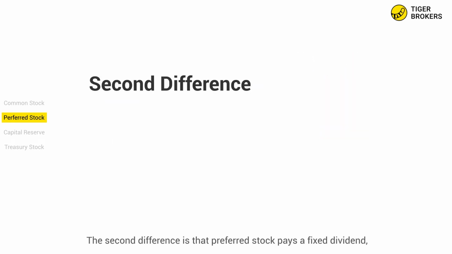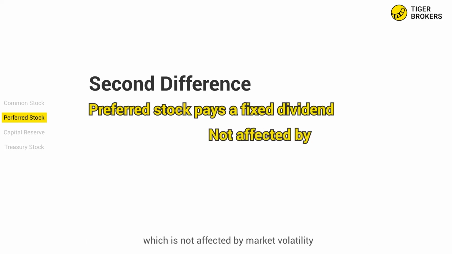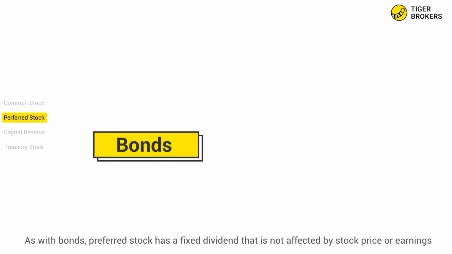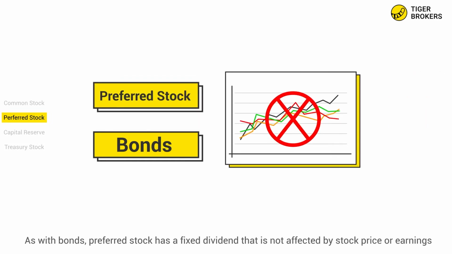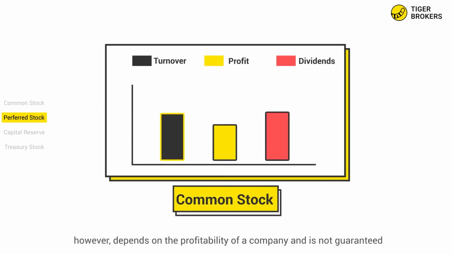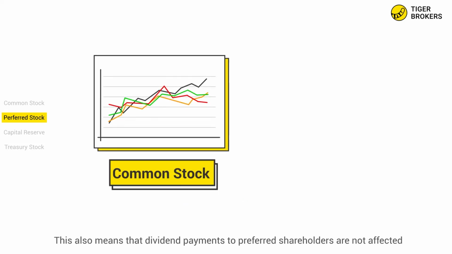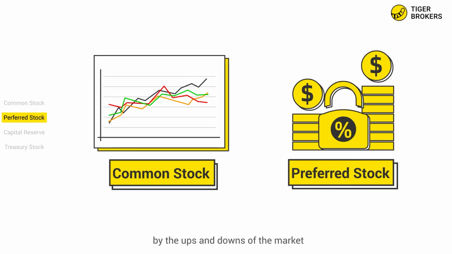The second difference is that preferred stock pays a fixed dividend, which is not affected by market volatility. As with bonds, preferred stock has a fixed dividend that is not affected by stock price or earnings. Payment of common stock dividends, however, depends on the profitability of a company and is not guaranteed. This also means that dividend payments to preferred shareholders are not affected by the ups and downs of the market.